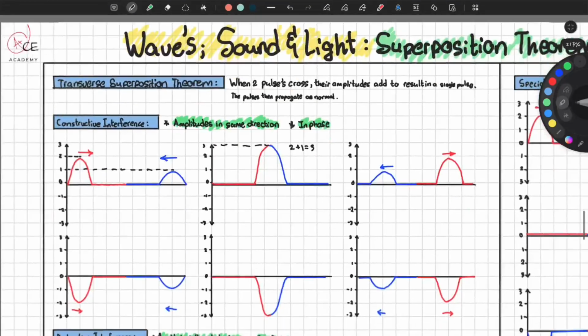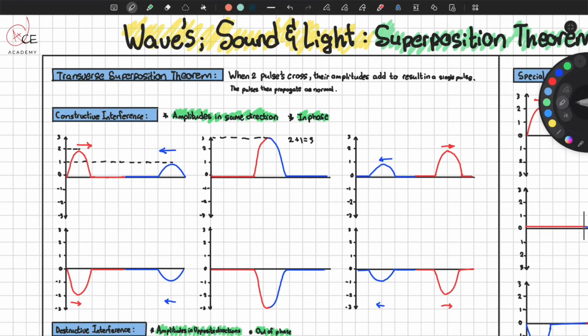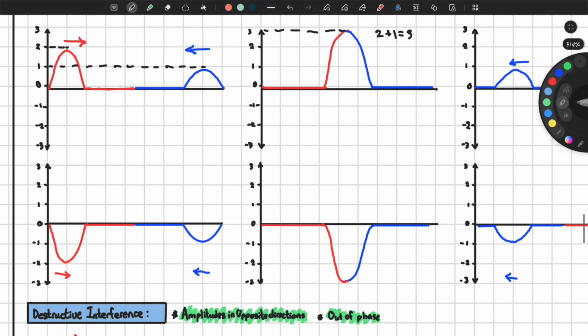Let's move on to the second type of constructive interference, and that is when we have two troughs moving towards each other. These are two pulses with negative amplitudes. We can see it does the exact same thing. Let's look at the amplitude that each pulse has initially. We can see that the red pulse has an amplitude of -2. The blue pulse will have an amplitude of -1.